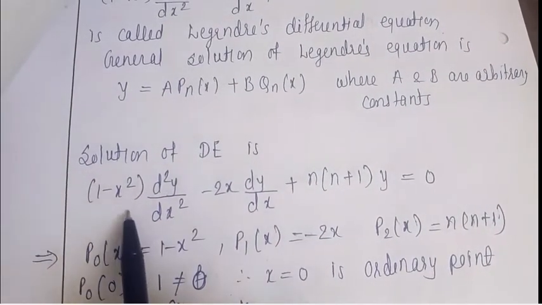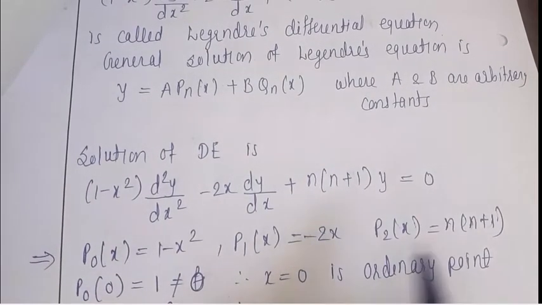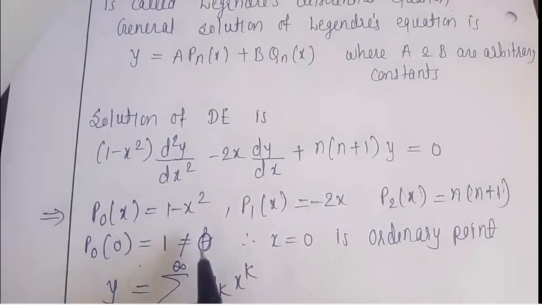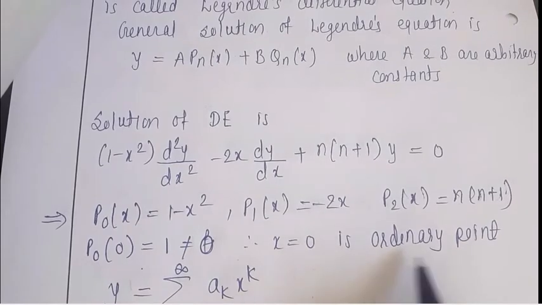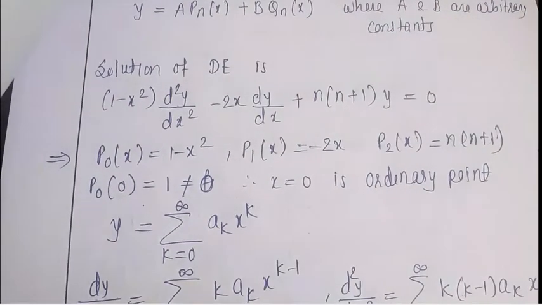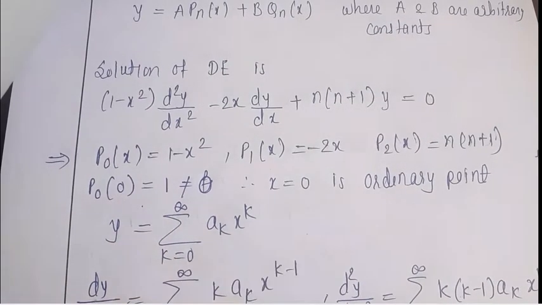First we find P0(x), which is 1 - x^2. P1(x) is -2x and P2(x) is n(n+1). So P0(0) is equal to 1, which is not equal to 0. This means x = 0 is an ordinary point. If x = 0 is an ordinary point, the solution can be written as the summation from k = 0 to infinity of a_k x^k.